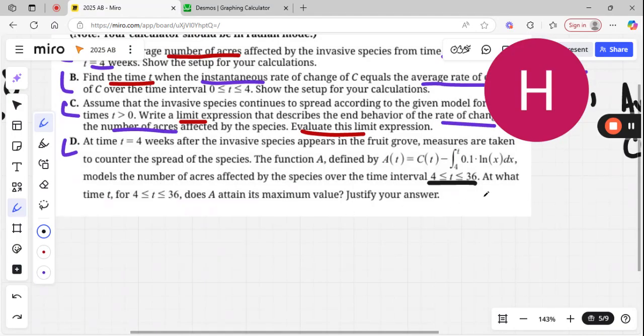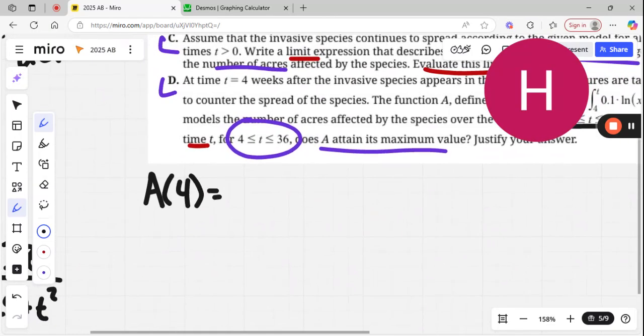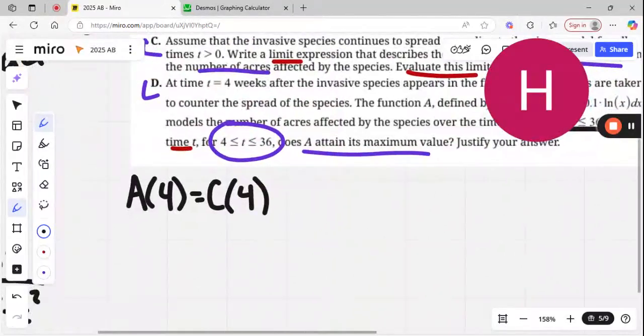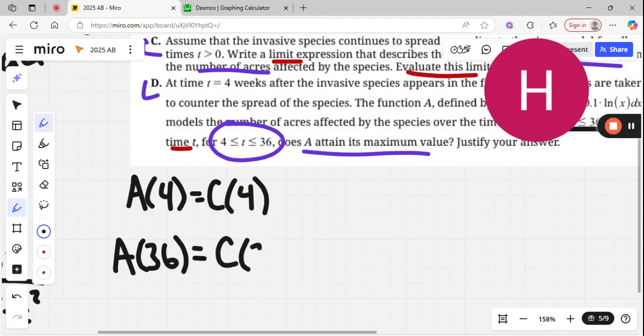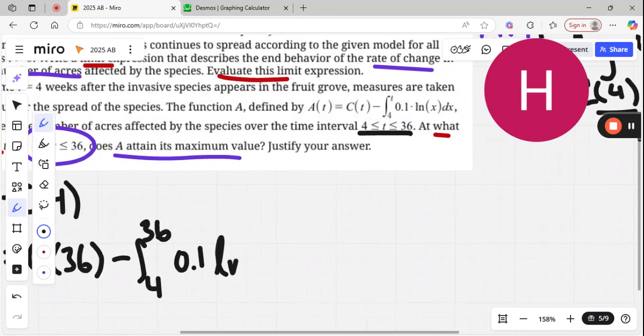Sounds so grave. Okay, the question here is, at what time does A attain its maximum value? And so they're giving you an interval of time. This comes down to finding an absolute maximum or a minimum. So we're going to have to consider A4, which just equals C4. We're going to have to consider A36, which would be C36 minus this integral from 4 to 36 of 0.1 ln of x dx.